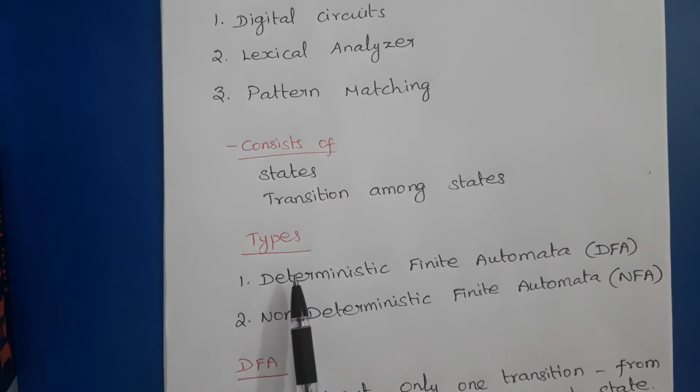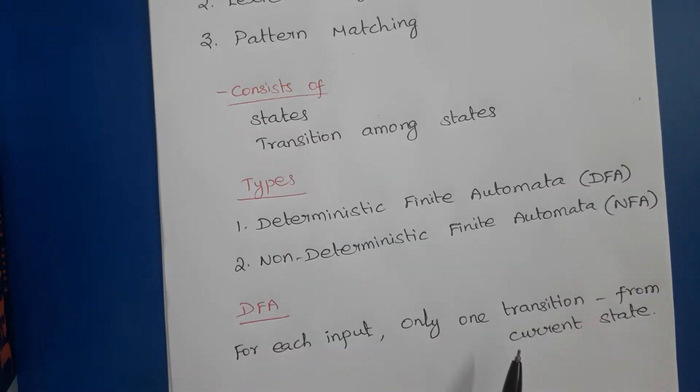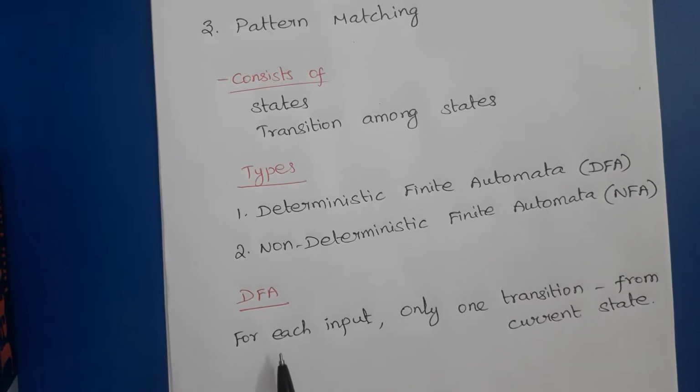There are two types of finite automata: deterministic finite automata, DFA, and non-deterministic finite automata, NFA. So in this video, we are going to discuss DFA and one example.